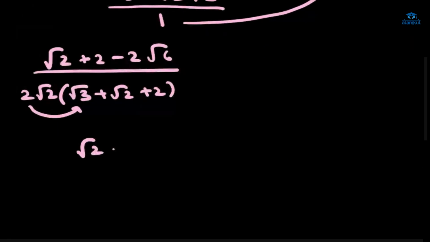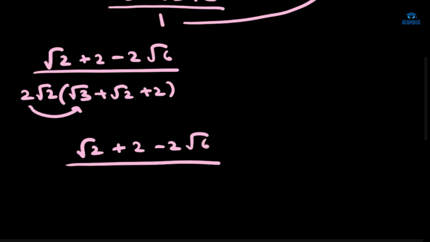Yes, ma'am. Root 2 plus 2 minus 2 root 6 over. Now we'll multiply. We'll distribute this number to all these three numbers. Root 2 into root 3 will give us root 6, plus 2 into root 2 will give us 2 root 2, and 2 into 2 will give us 4. I'm writing 4.